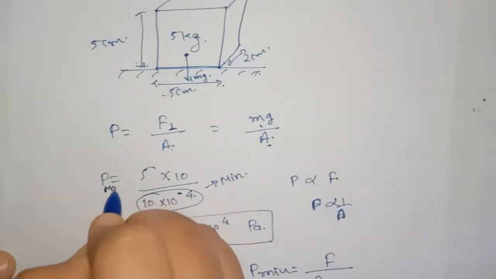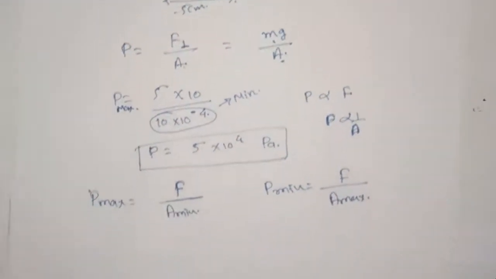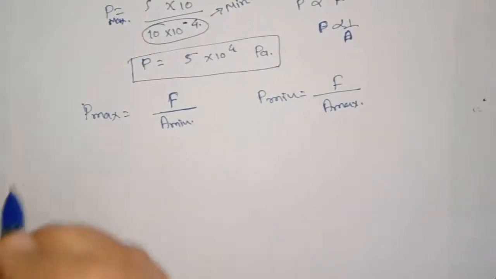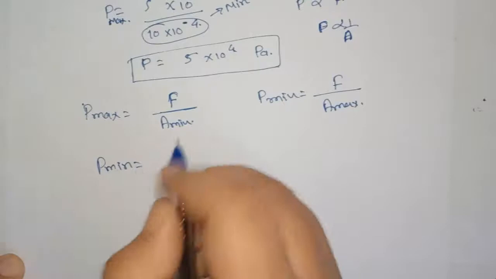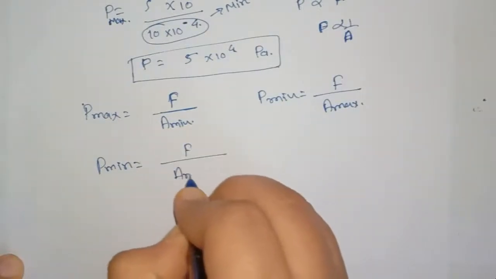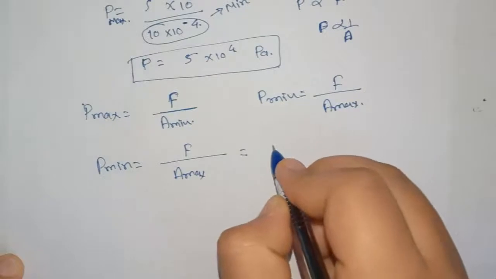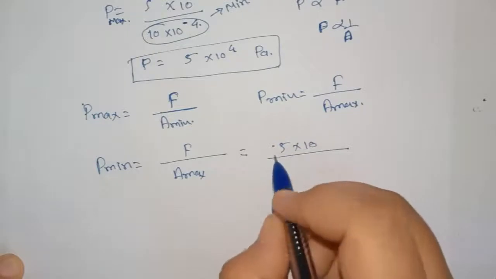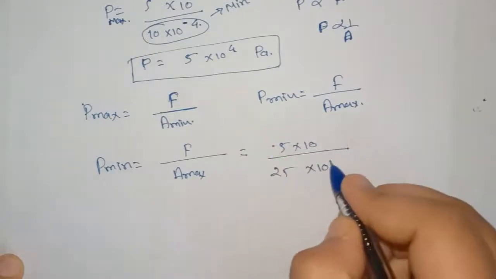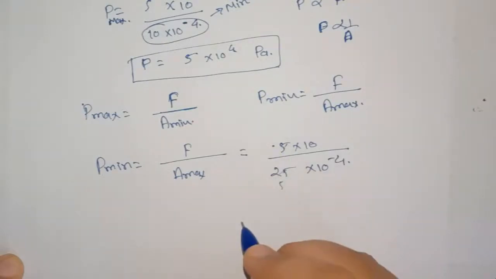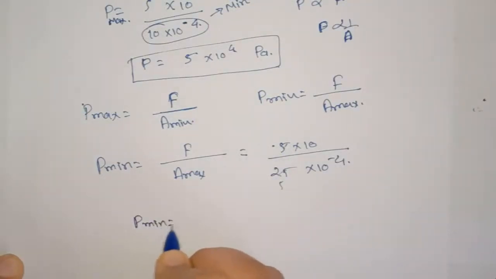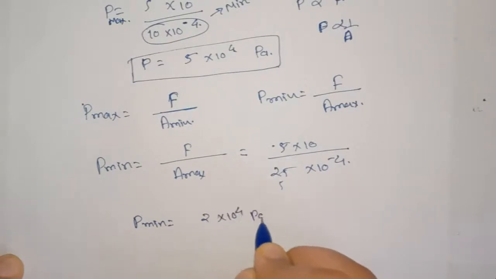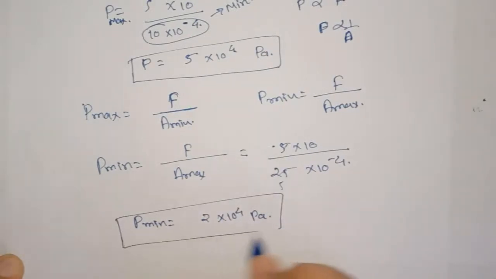So the pressure will be maximum. Let us find the minimum pressure. The minimum pressure will be force upon maximum area. The force will be mg, that is 5 into 10 divided by the maximum area, that will be 25 into 10 power minus 4. Simplify this, we will get the minimum pressure as 2 into 10 power 4 Pascal. So the maximum pressure is 5 into 10 power 4 Pascal, and the minimum pressure is 2 into 10 power 4 Pascal.